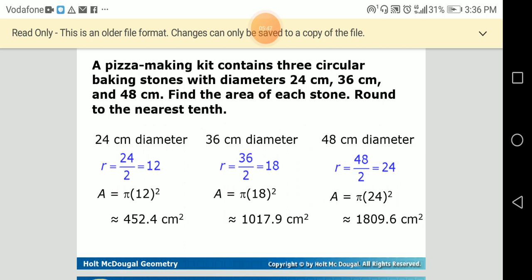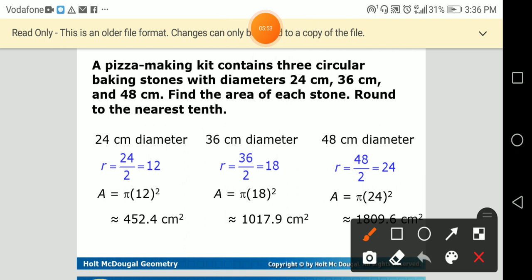A pizza making kit contains 3 circular baking stones. So we have here 3 stones with diameters of 24, 36, and 48. He asks me to find the area of each stone, rounded to the nearest tenth. So I have here the diameters of the first, the second, the third. First of all, I need the radius. The radius is the diameter divided by 2. So I'm going to do the same step for the 3 stones.